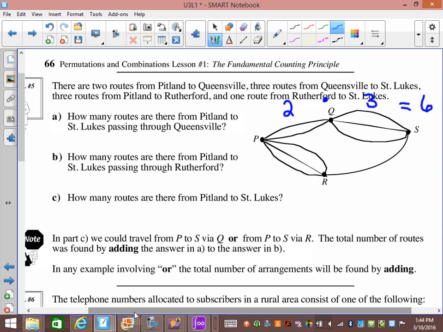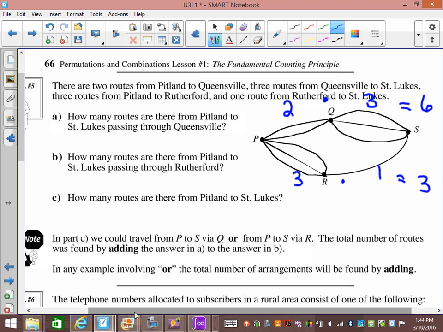And if you want, draw them. 1, 2, 3, 4, 5, 6. If you peter out and you're like, I don't know whether to multiply or add, just count them, okay? Now, P to R, there's 3. R to S, there's only 1 option. 3 times 1 is 3.